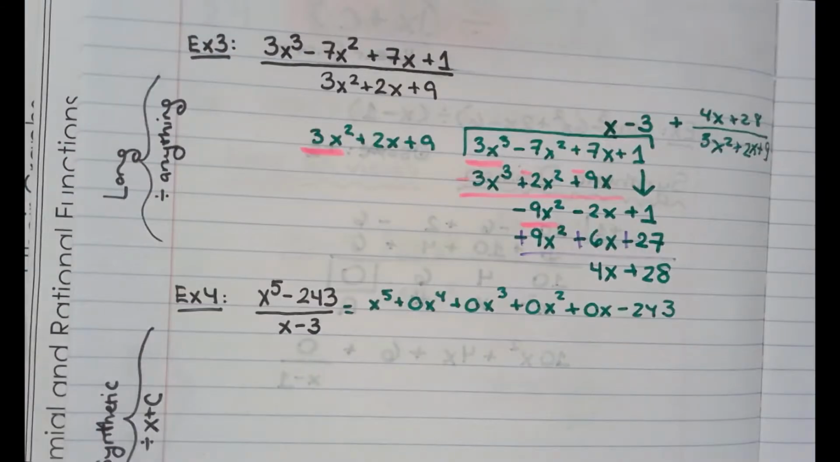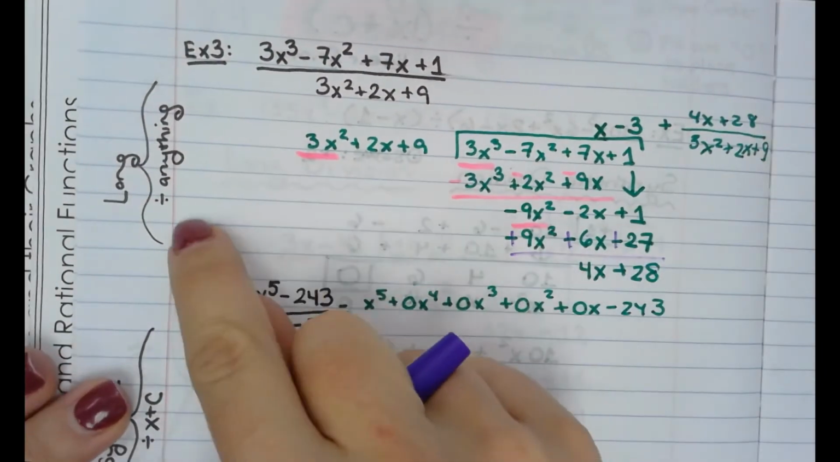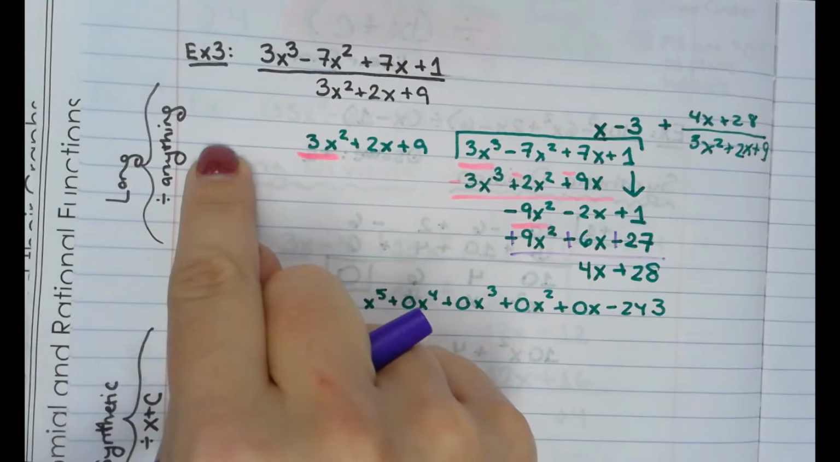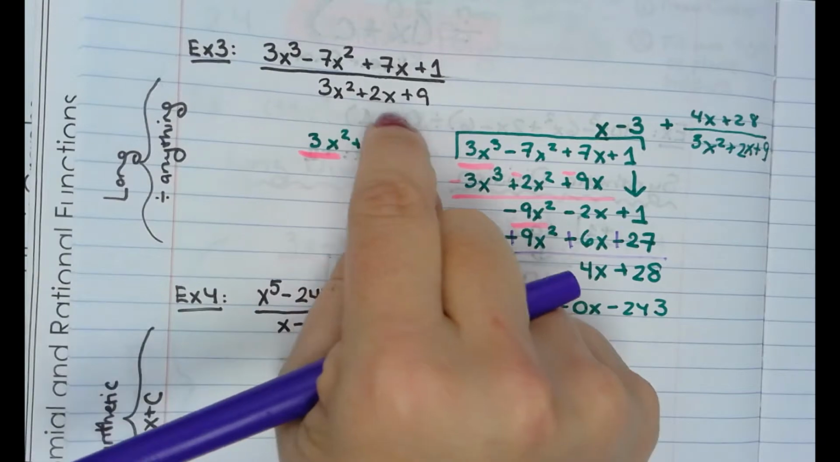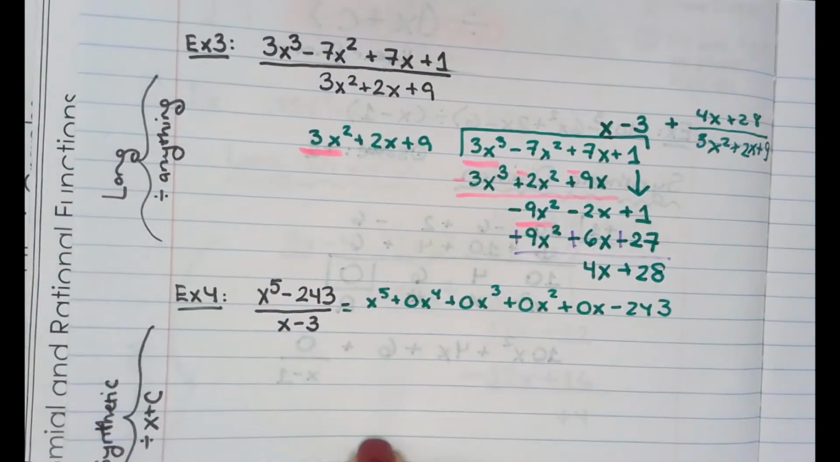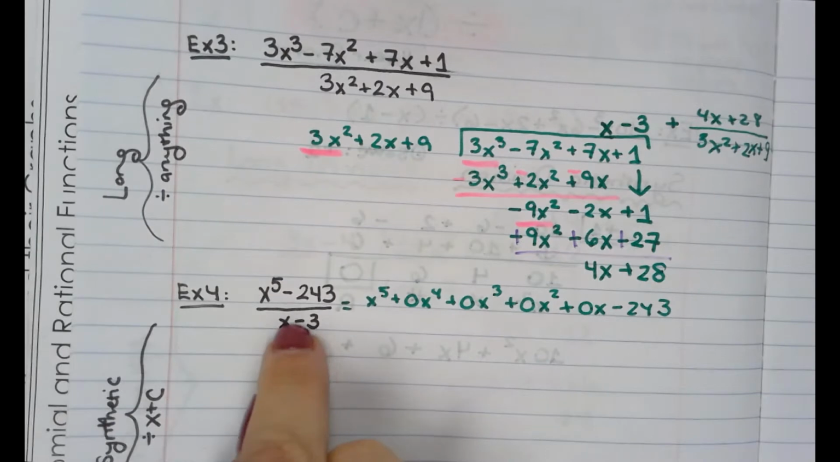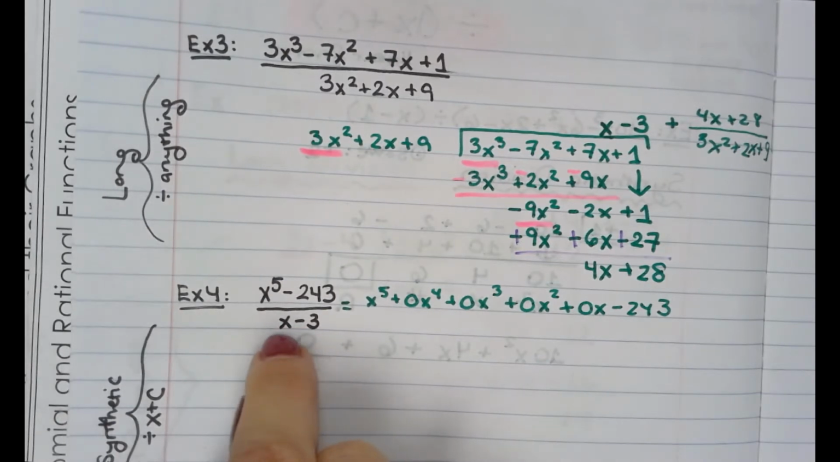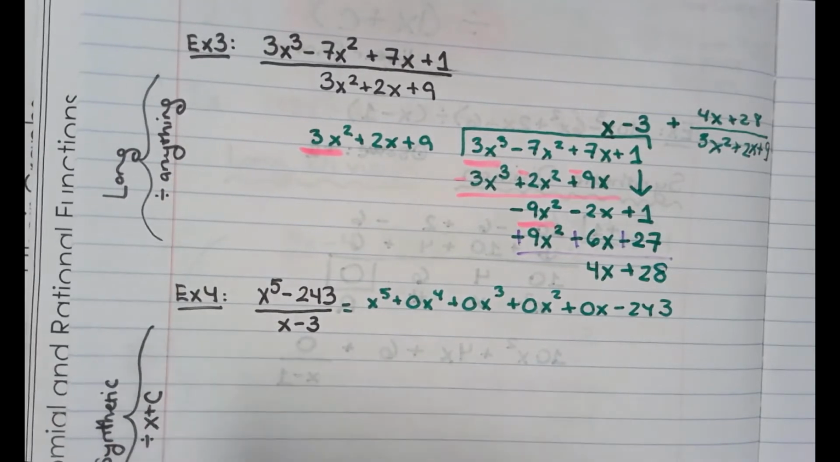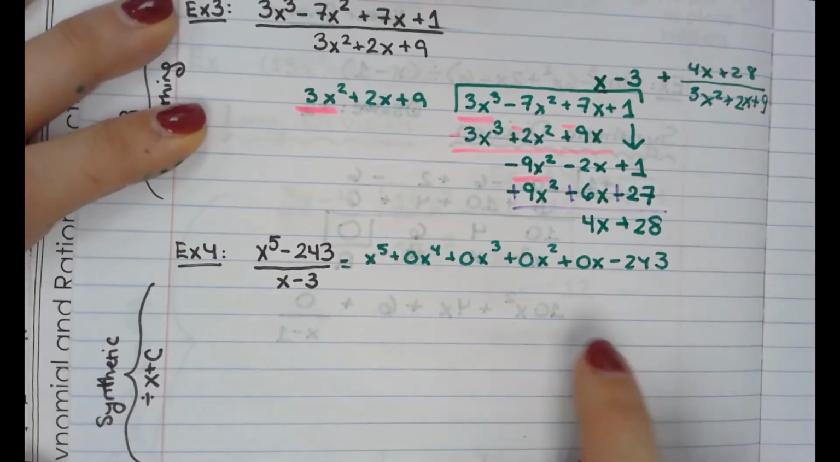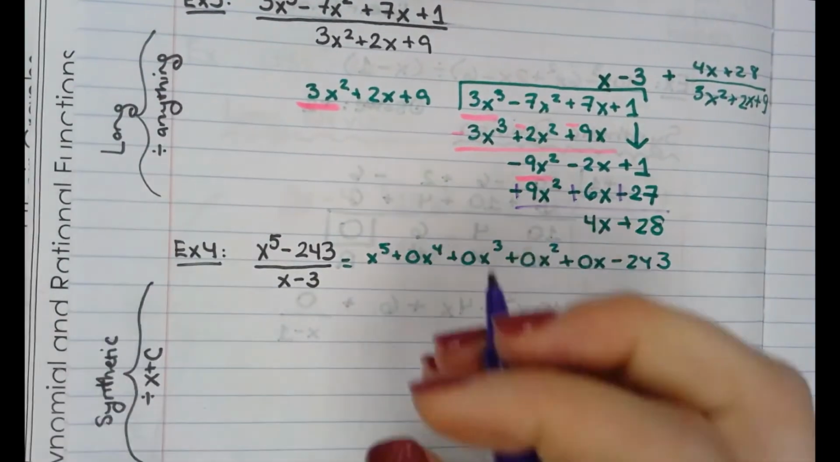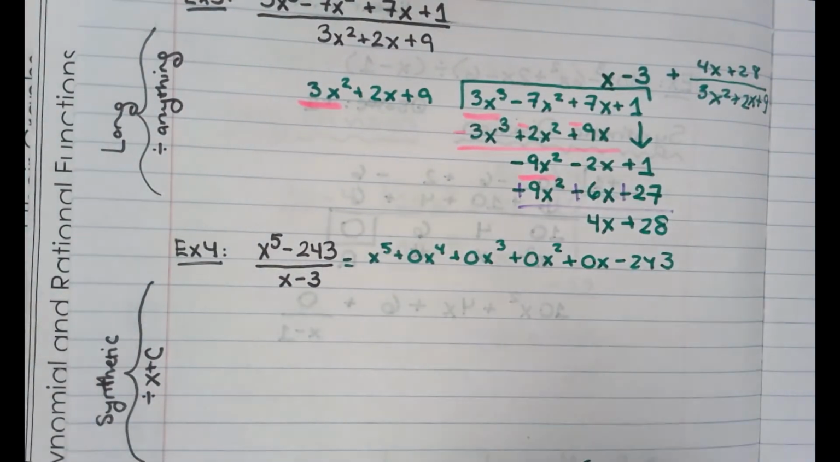Okay, so now that we have gotten through that one, I want to take the time and point out that we had to use long division on this one because we had a quadratic, 3x squared plus 2x plus 9. Okay, on number 4, because our divisor is x minus 3, we are going to be using synthetic division. All right, so we've already put all those placeholders in there, even though they are not there. And we're going to go ahead and start with our synthetic division.